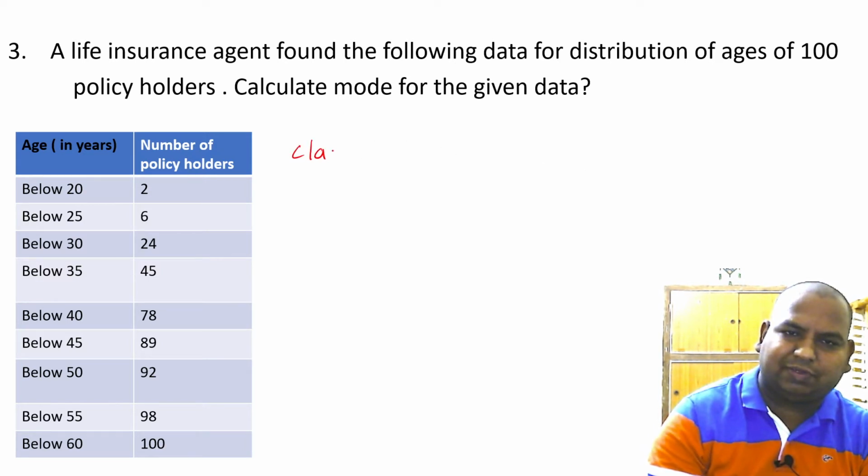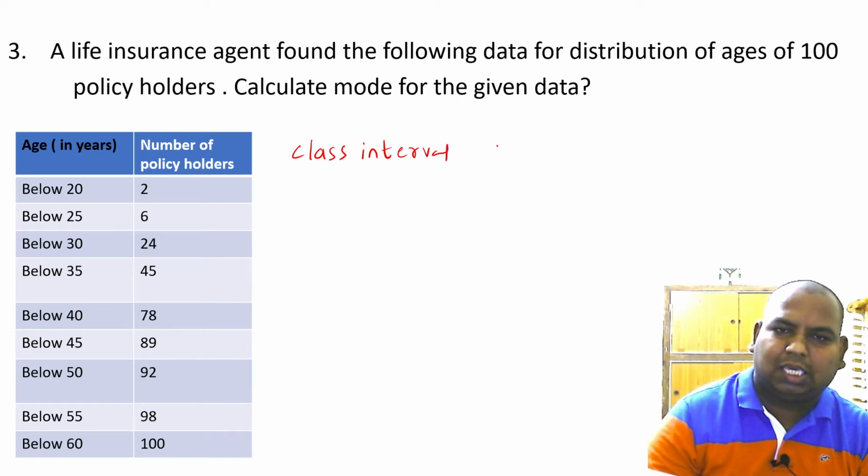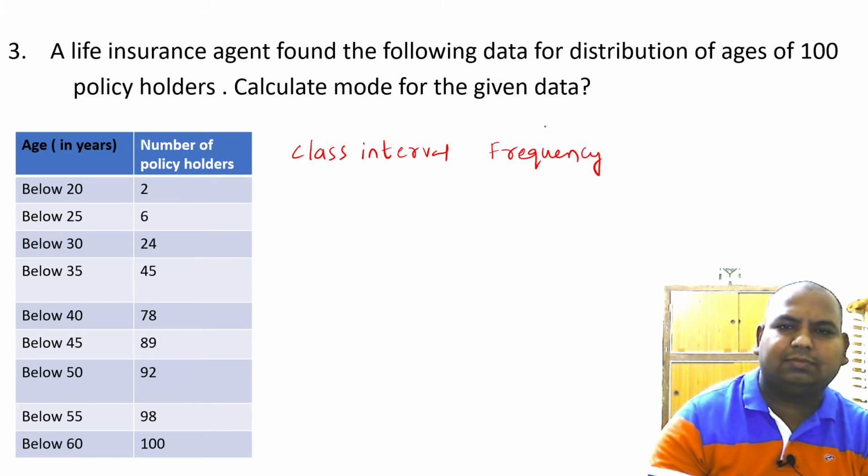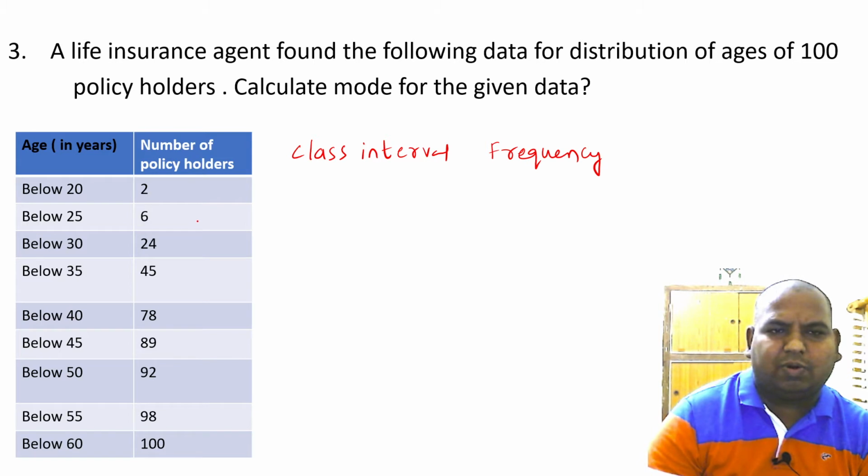Class interval, frequency. This is one model. He may ask you to find mode, but he may not give the class interval directly. You need to analyze the data and create class intervals. Got it? What is it saying here?